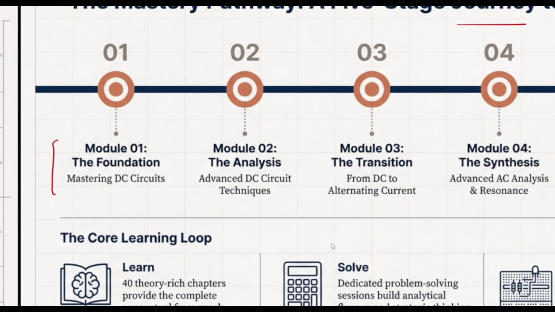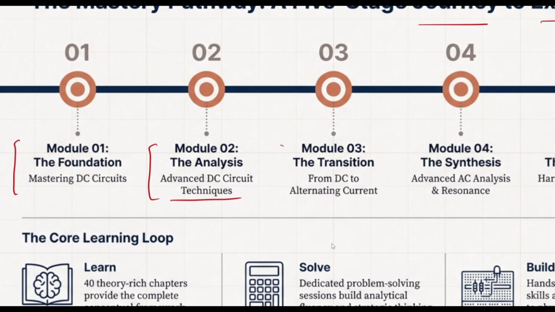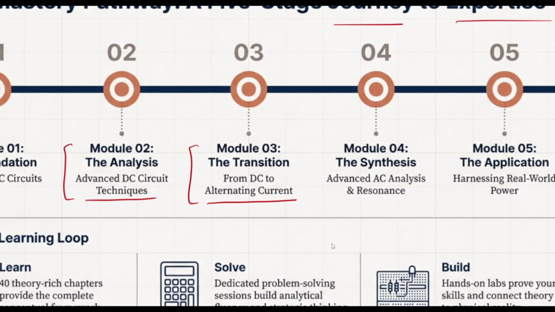Module number 2 is going to be analysis. We are going to talk about advanced DC circuit techniques. Module number 3 is about the transition. We are going to move from DC to alternating current, or AC. Module number 4 will be about synthesis. It means that we are going to use advanced AC analysis, resonance, and anything related to that.